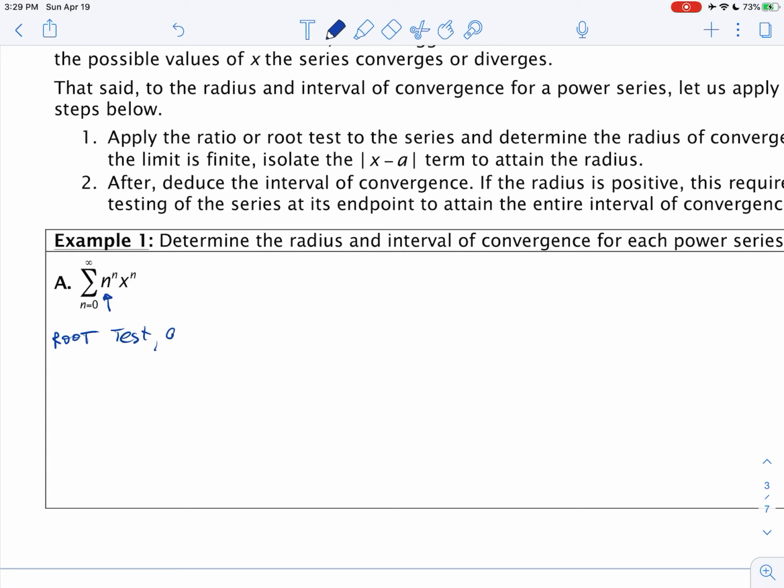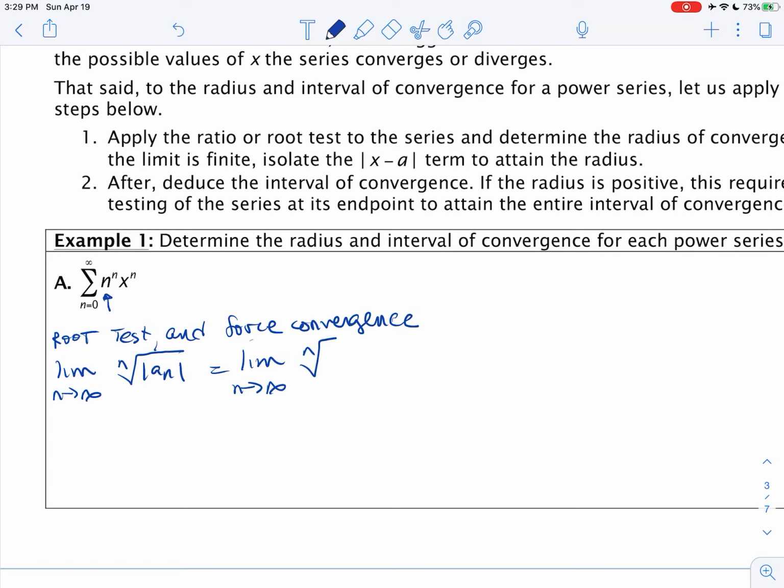So if I'm going to use the root test and test for convergence, and force convergence actually, because I want to know what values of x will make my power series converge, I'm going to use the limit as n goes to infinity of the nth root of the absolute value of a sub n. And this is going to give me the limit as n goes to infinity of the nth root of n to the n times x to the n.